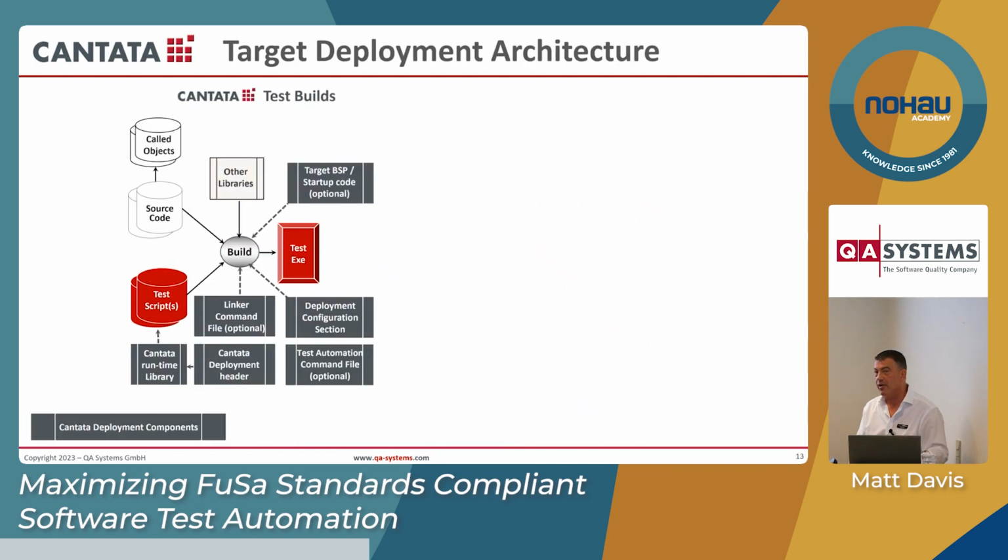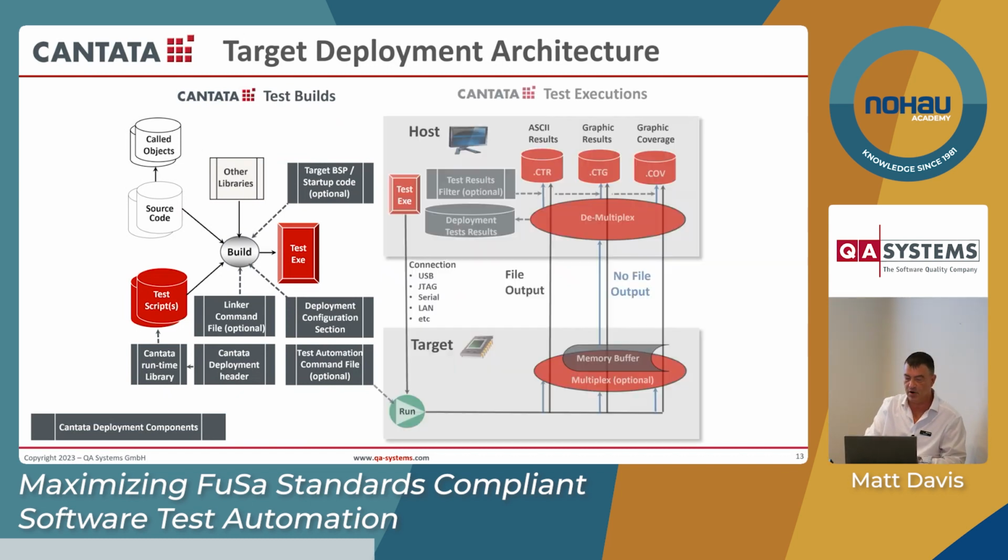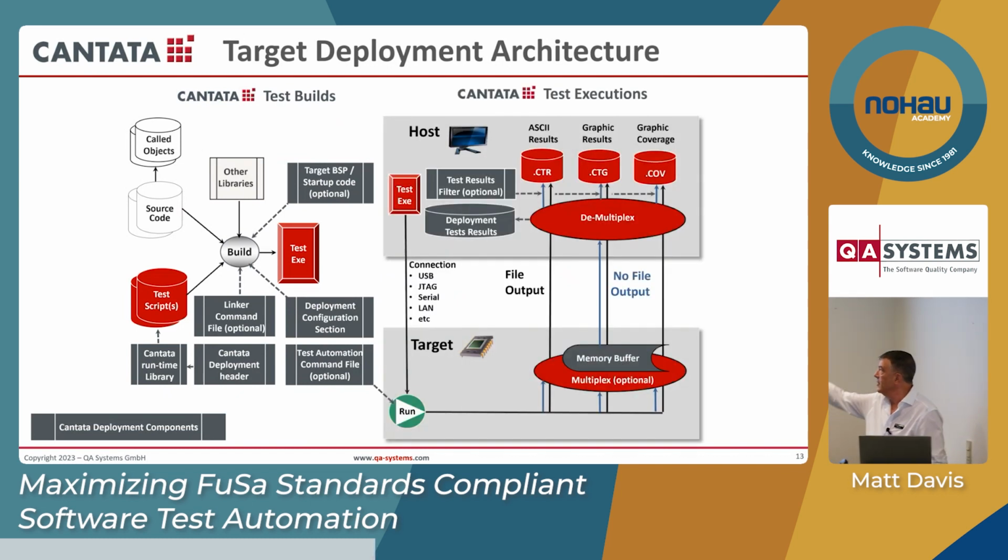I mentioned configuring it for a target. This is our deployment architecture. So actually, that target library consists of a number of things, the runtime library, a deployment header file, linker commands, target BSP setup code, etc., so that we can build and create a target executable. That executable is downloaded, flashed usually from the host to the target, and when executed on the target, if you have file I/O, it generates those 3 different styles of reports: ASCII text results, graphics, and coverage.